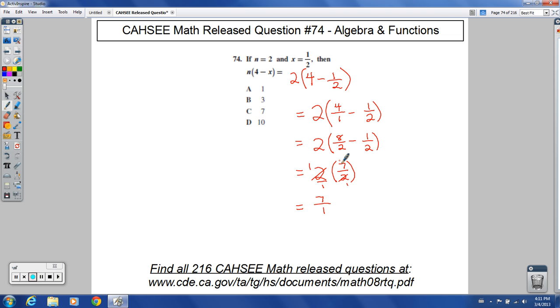You could have also done 2 times 7 is 14. And then on the bottom, 1 times 2 is 2. 14 over 2, that's the same as 7 over 1, which is 7.